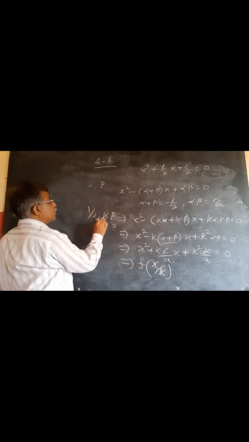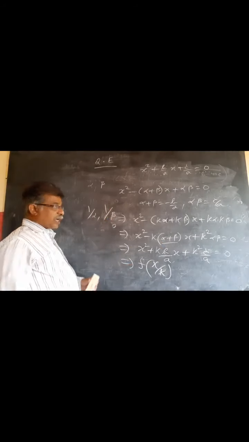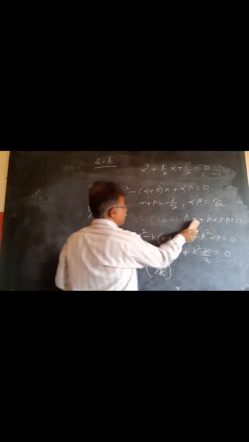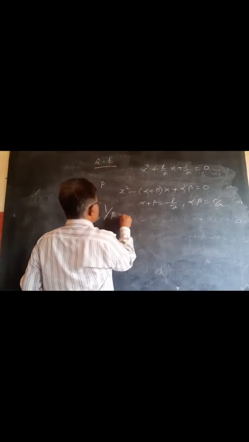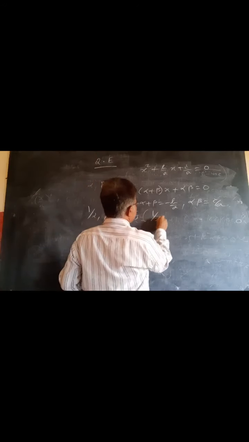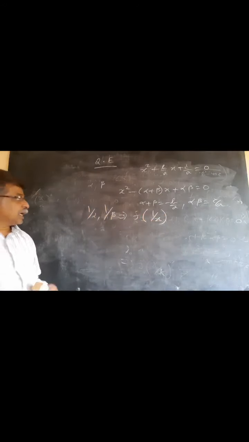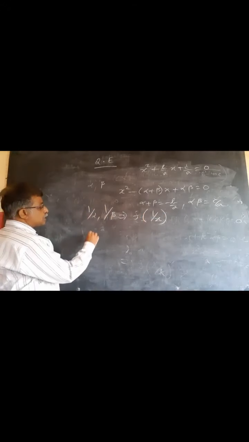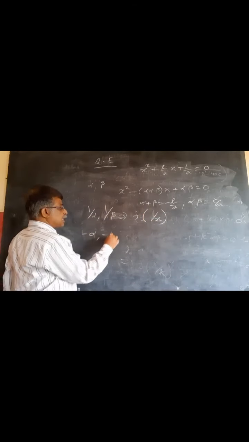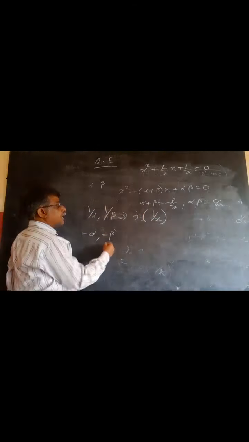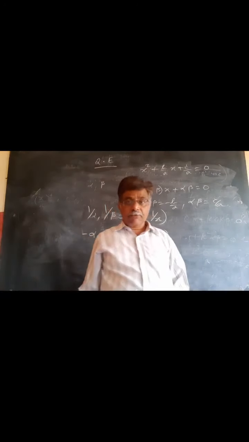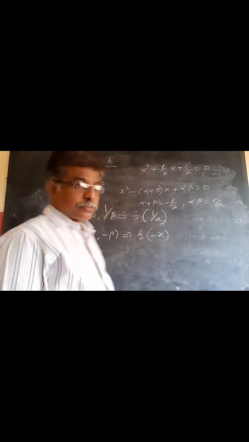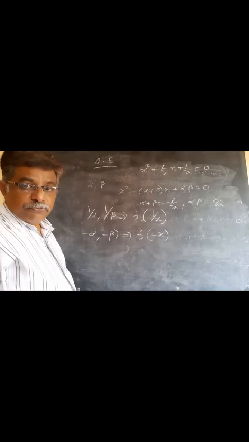Similarly, if I want an equation whose roots are 1 by alpha comma 1 by beta, then the equation automatically becomes f of 1 by x. Similarly, if alpha beta are the roots and I want an equation whose roots are minus alpha comma minus beta, then the equation automatically becomes f of minus x.